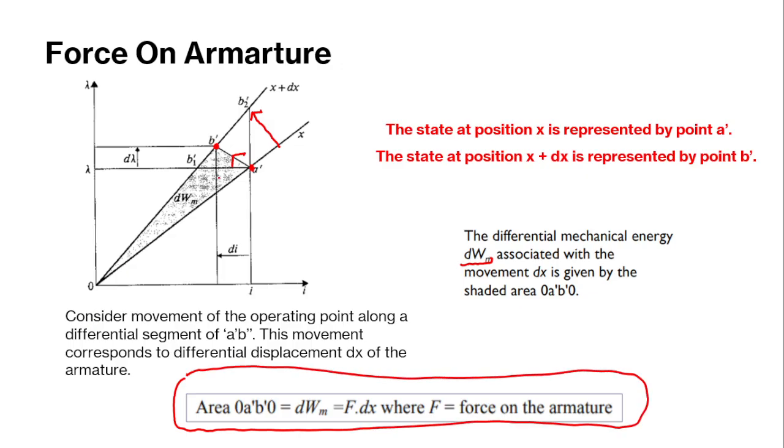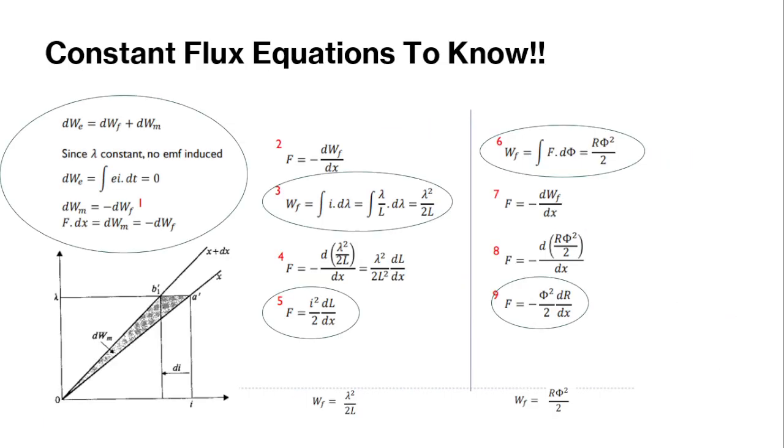That area, 0 to A prime to B prime to 0, is the mechanical work, which is just force times distance, or the change in distance. This is the backbone of it, which is the force on the armature. So dWm is basically F times dx. That's basically what it is.